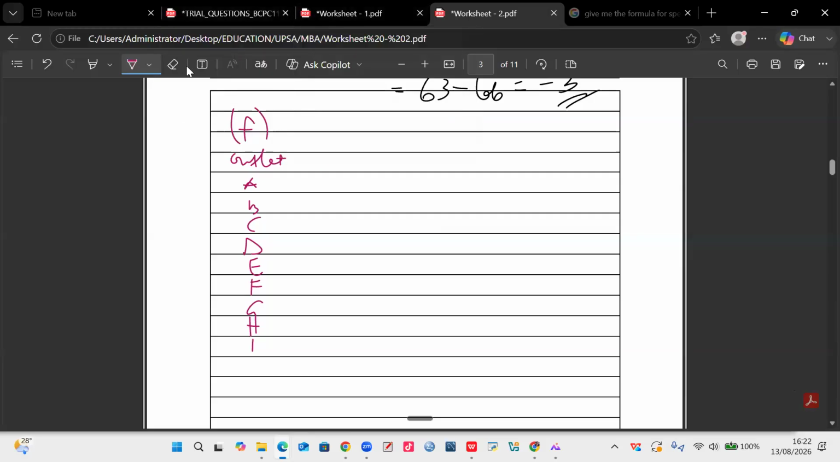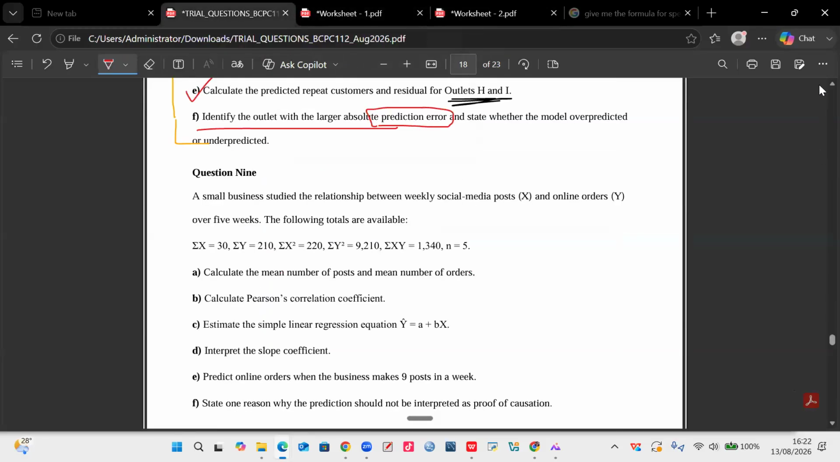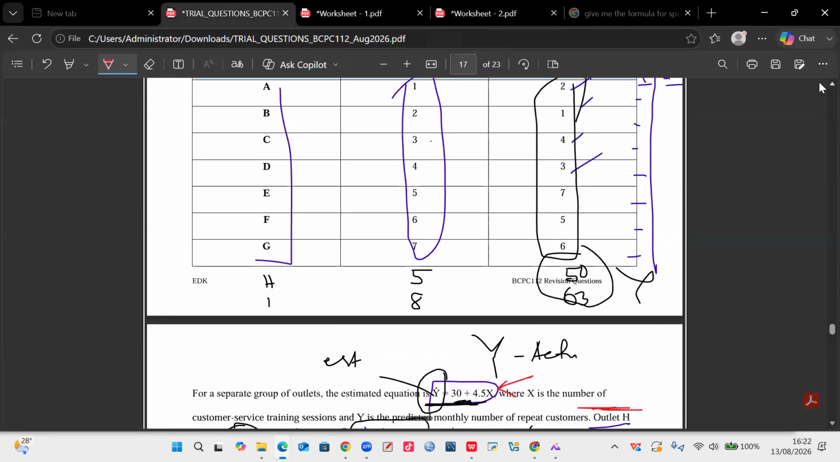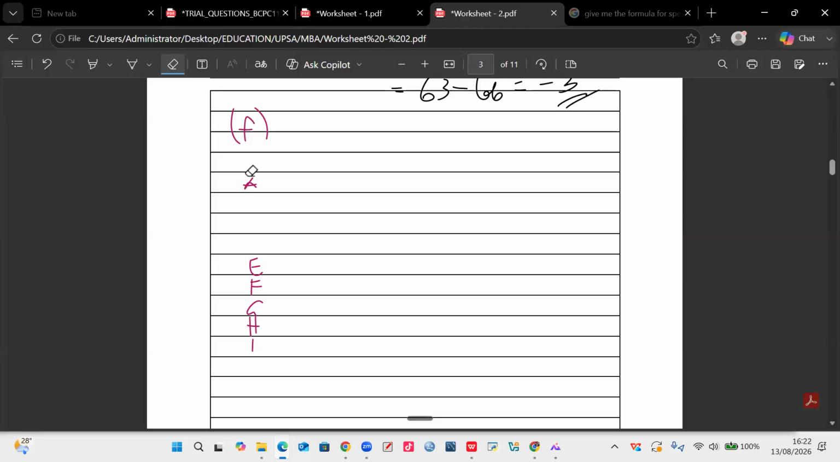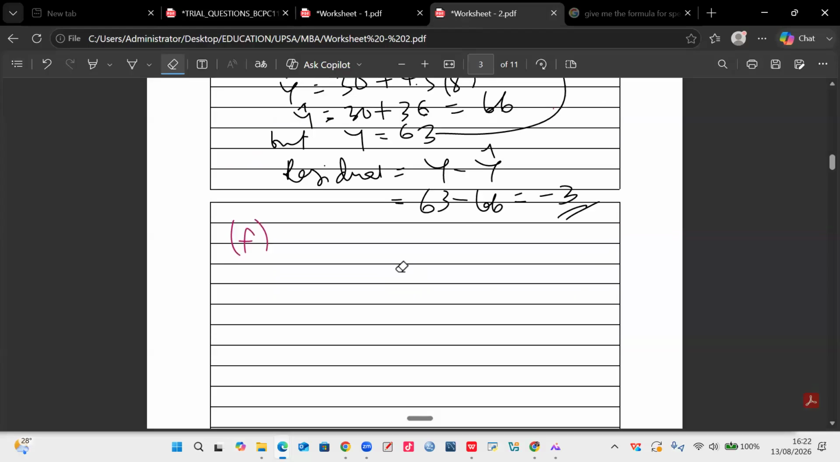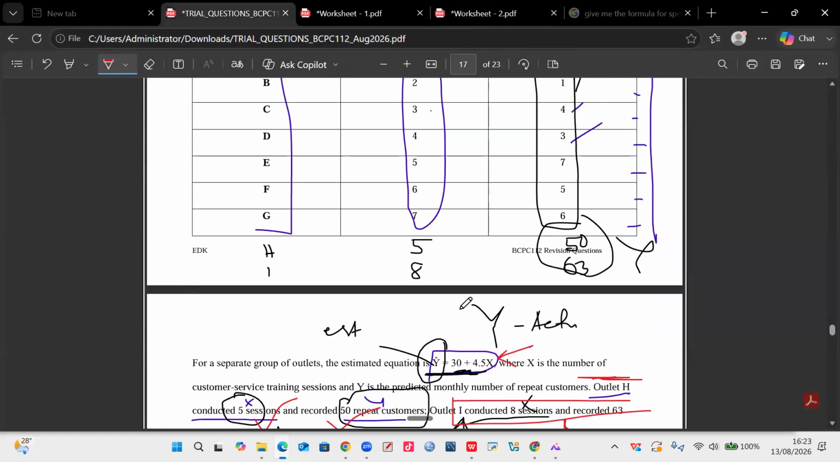Hold on. Let me test something. Have you seen A to G is 1 to 7, right? Let's use only H and I to test it. Because if 5 is giving us negative, 7 may too, but look at the value here. This is 6. So let's only use H and I.